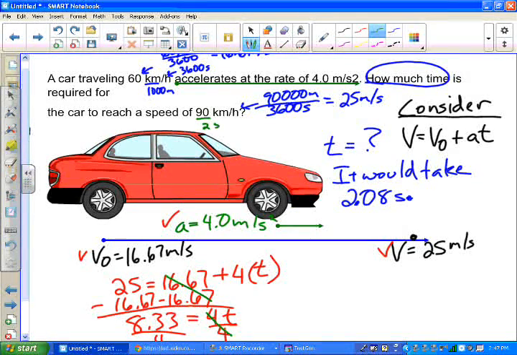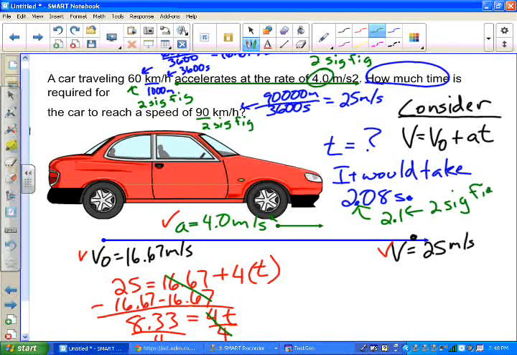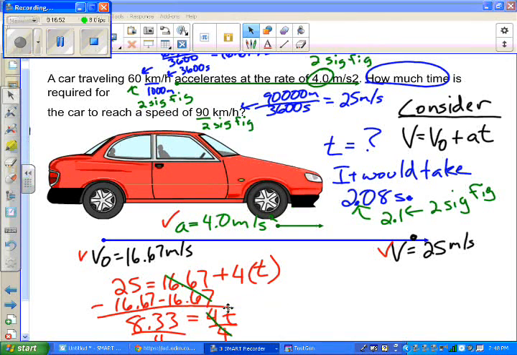However, I want to point out that all the information they gave me was in 2 sig figs. The 60 was 2 sig figs, the 90 was 2 sig figs, and the acceleration was 4.0, which was 2 sig figs. So I might want to consider making my answer 2 sig figs, which would be 2.1.